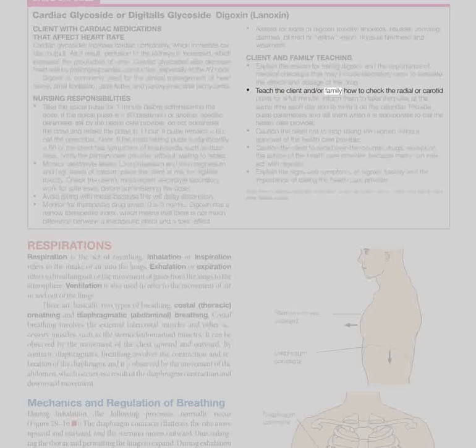Teach the client and/or family how to check the radial or carotid pulse for a full minute. Inform them to take the pulse at the same time each day and to write it on the calendar. Provide pulse parameters and tell them when it is appropriate to call the healthcare provider. Caution the client not to stop taking the digoxin without approval of the healthcare provider. Caution the client to avoid over-the-counter drugs, except on the advice of the healthcare provider, because many can interact with digoxin. Explain the signs and symptoms of digoxin toxicity and the importance of calling the healthcare provider.